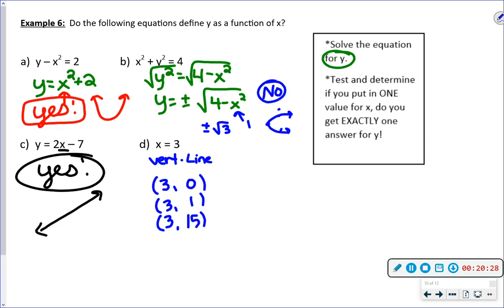So right away I'm like, this is a problem. If I put 3 in for x, I am getting multiple answers out. So this is not going to be a function. Or I think about, obviously it's that vertical line. Well, if I'm running the vertical line test on it, it will touch every single point. It's not going to pass the vertical line test. A horizontal line will, a vertical line will not.